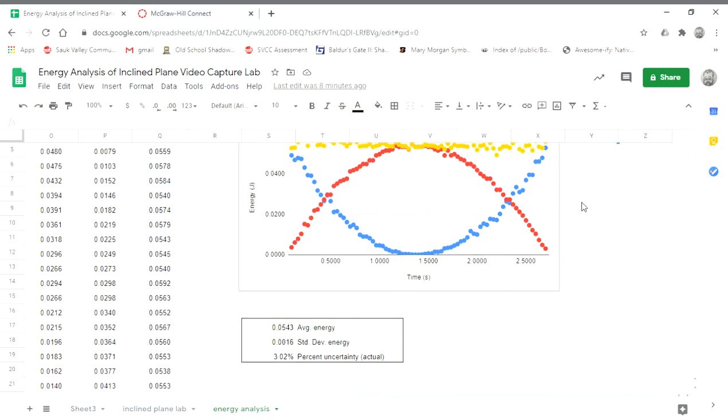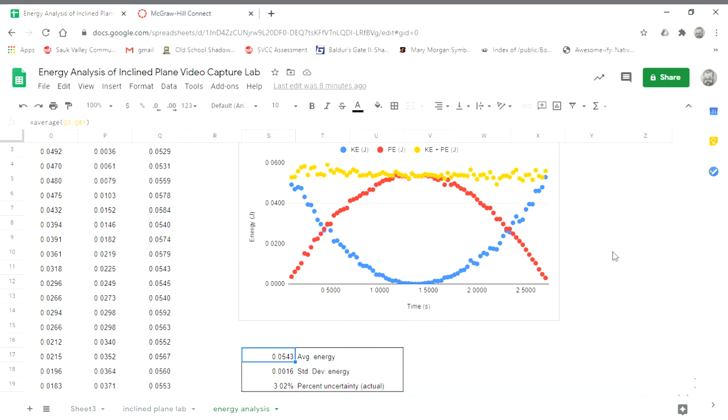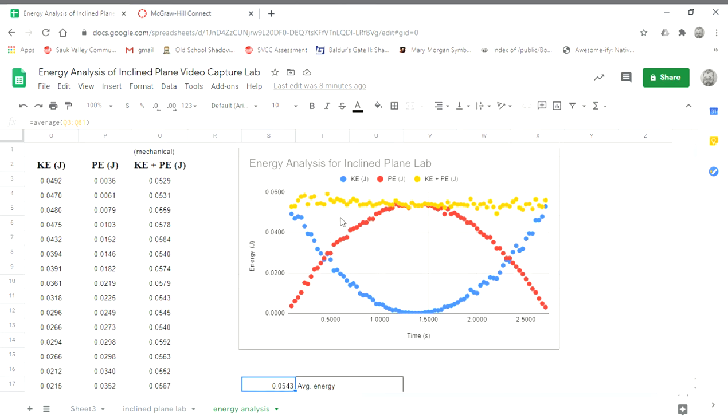And so, in fact, since we have this whole column of numbers that just gave us our energy, we can use some functions. We can just take the average of all of those. So 0.0543, again, that's energy measured in joules. That would be this average value going through there.